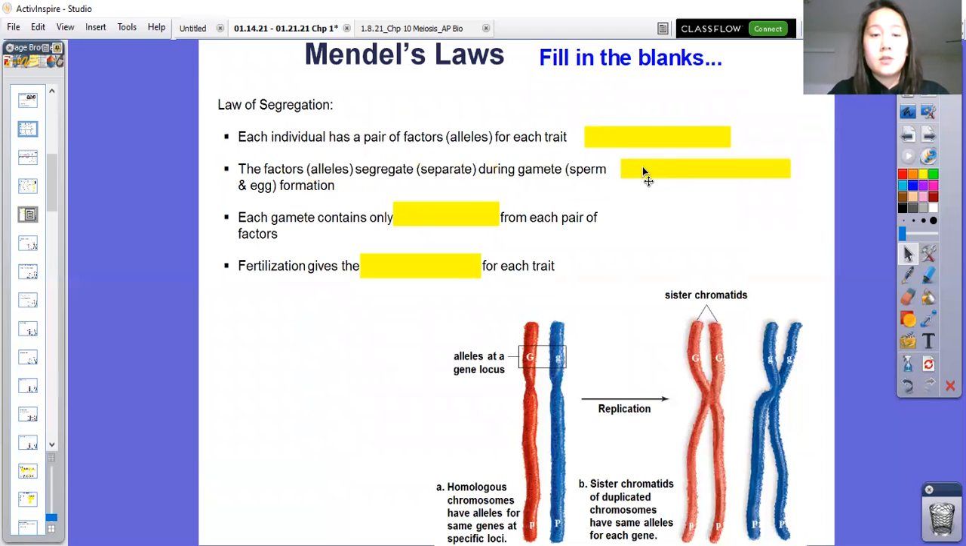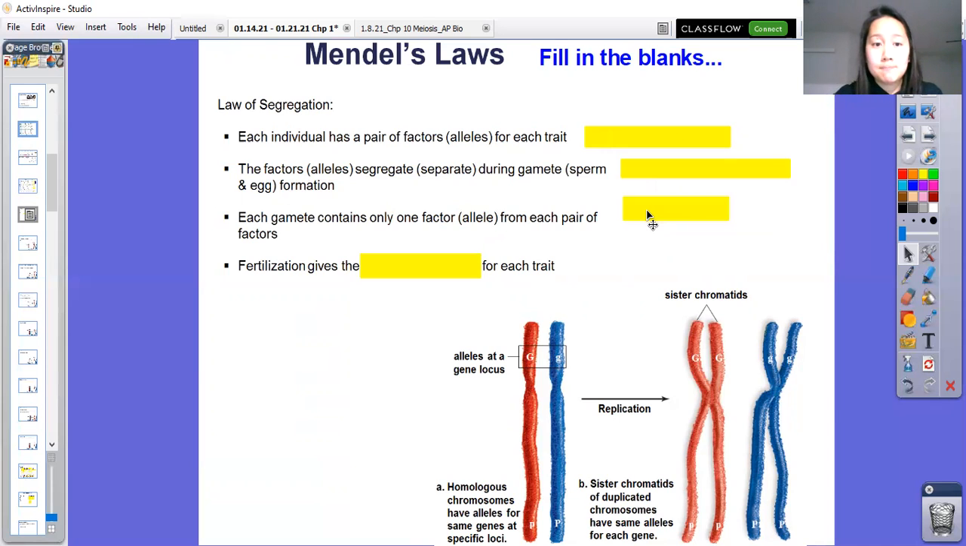The factors or alleles segregate or separate during gamete formation, which is when you're forming sperm and egg. So these alleles go their own ways, right? When the homologous pair is separating, these alleles separate on their own. Each gamete contains only one factor or one allele from each pair of factors, right? So if you have a homologous pair and they separate, that means that you're having half the amount of chromosomes in each gamete, each sperm or egg, and therefore you can only get one of the 2 alleles that the parent originally has.